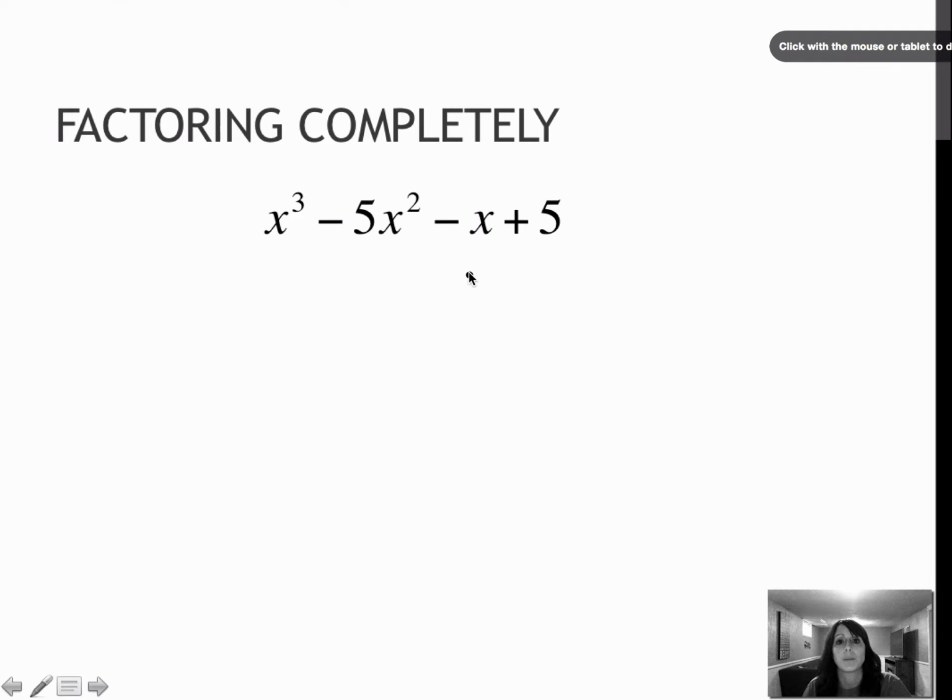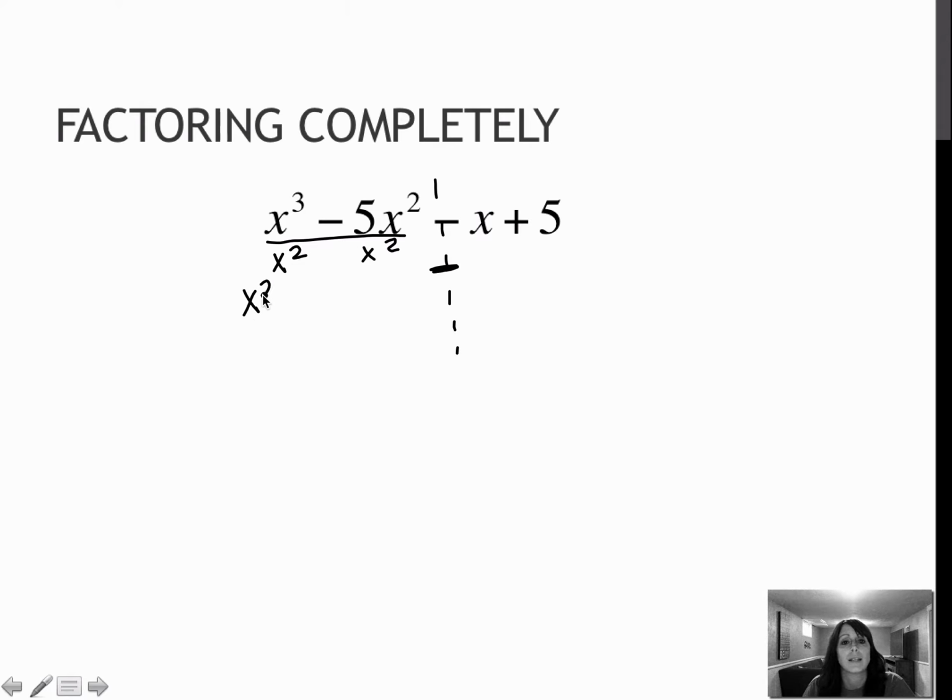This one has 4 terms. Again, I would first check every term to see if there's a GCF. In this case, there is no GCF. However, I can break it down into 2 parts with a minus in between. I'm going to take a GCF out of my first two terms. I'm going to take out an x squared. So I'm going to write that as an x squared on the outside and then x minus 5 on the inside. Here, because there's really no GCF, I'm going to take out a negative 1.